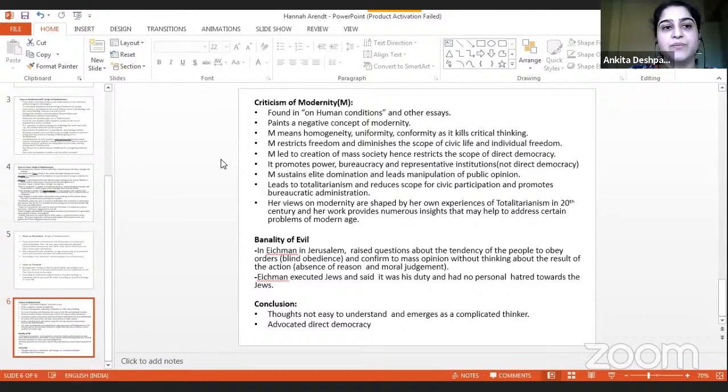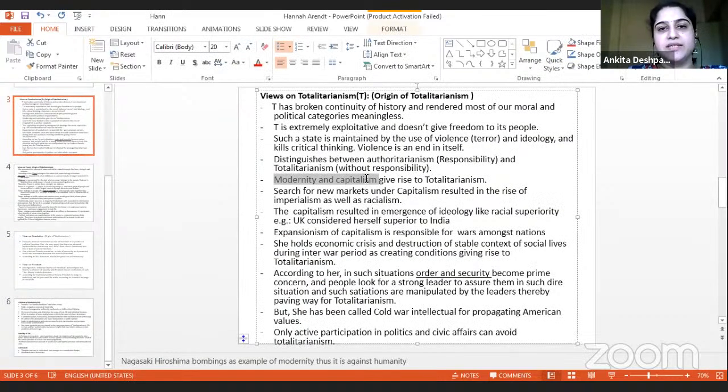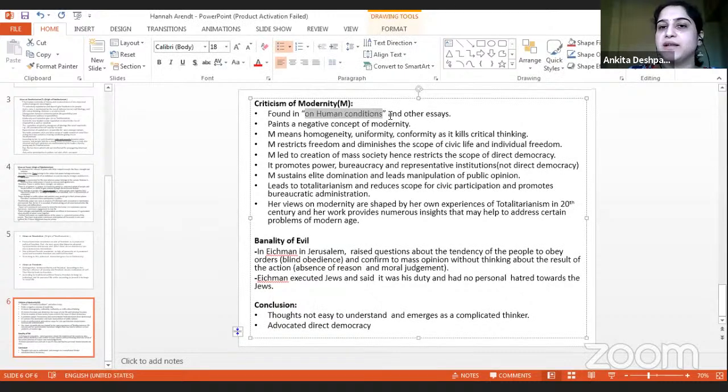She criticizes modernity. See, I've spoken to you about modernity here, that she said modernity and capitalism gave rise to totalitarianism. So, of course, she's going to criticize modernity. Where does she criticize modernity? We find her criticisms of modernity in her book The Human Condition and other essays. She paints a very negative concept of modernity.